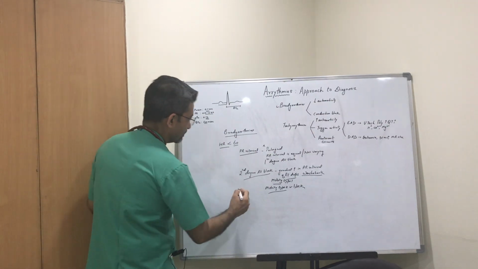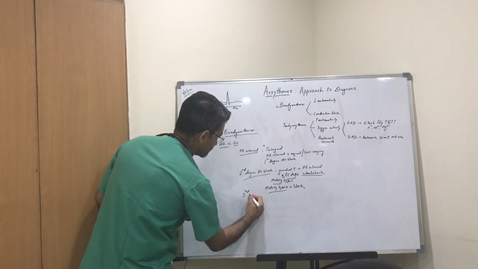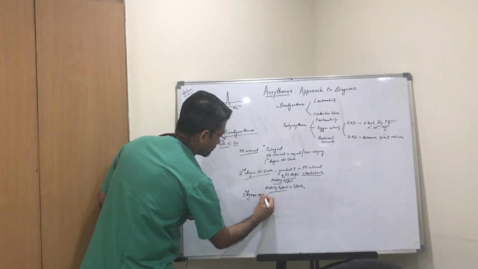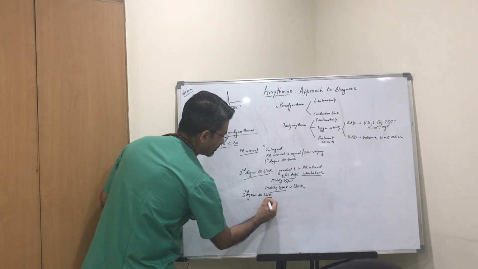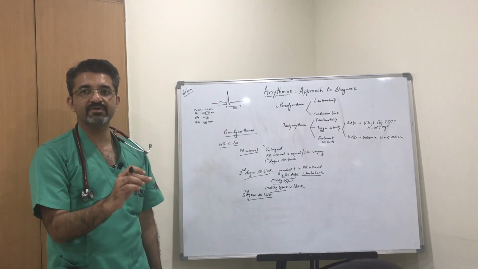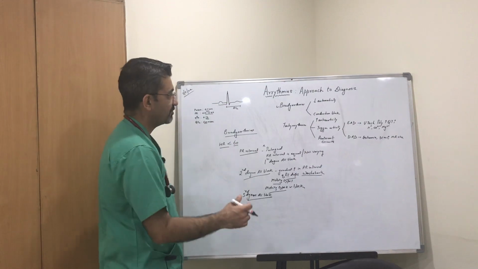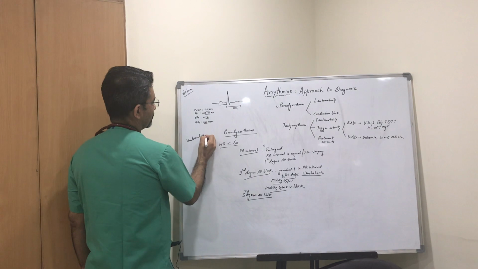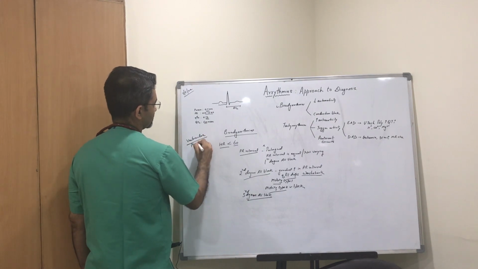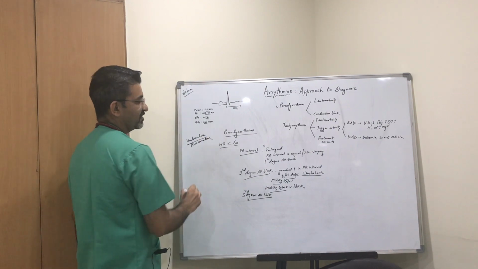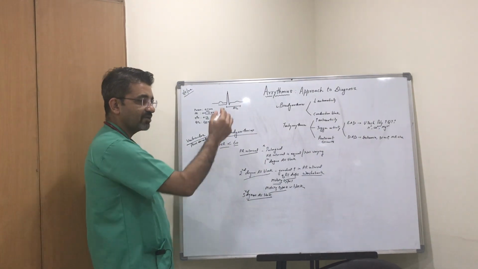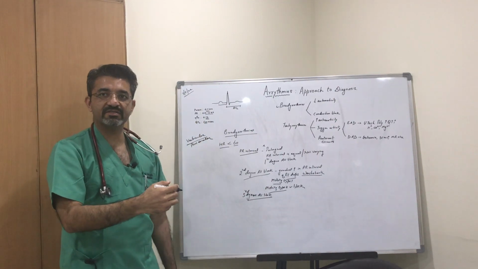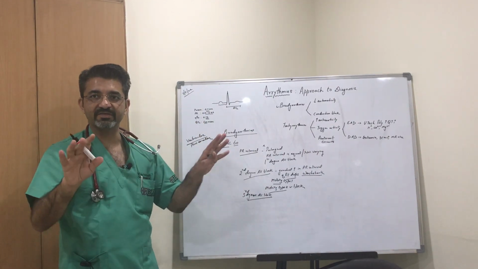And lastly, we have third degree AV block. What has happened is that AV node is not transmitting any impulse from atria to ventricle. So what will happen is ventricular pacemaker will take over because it has to survive. The ventricular pacemaker can be in the bundle of His, it can be in the bundle branches, it can be in the Purkinje fibers, it can be in the myocardium itself.